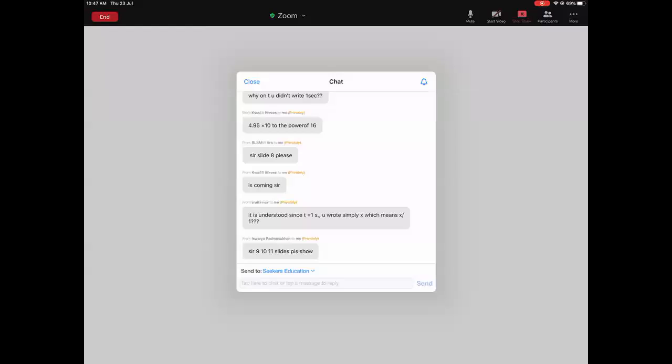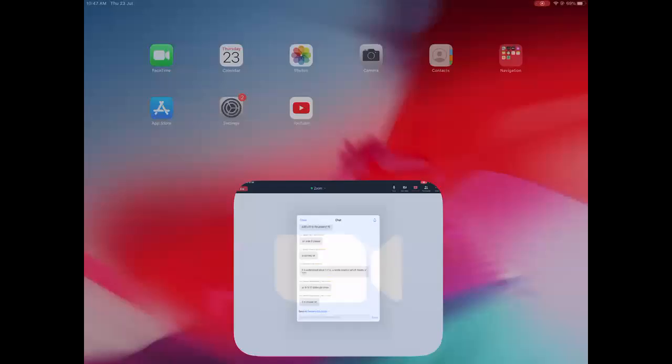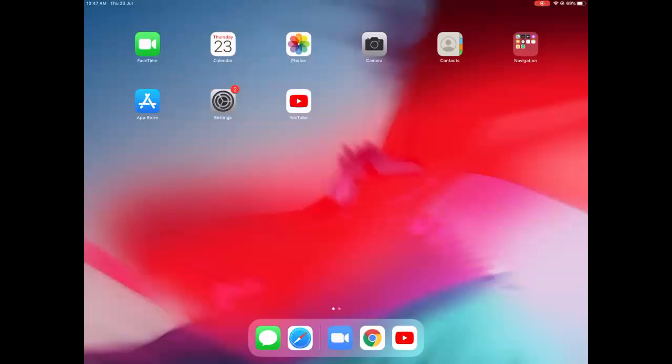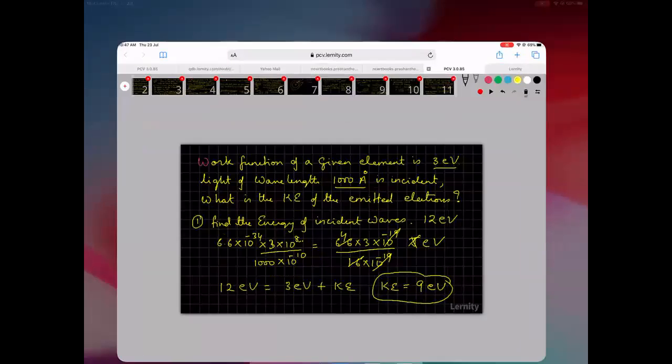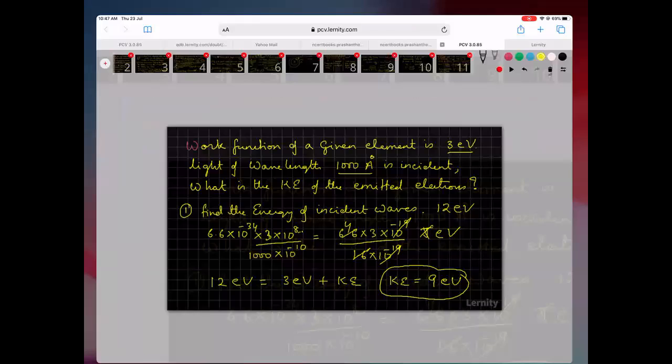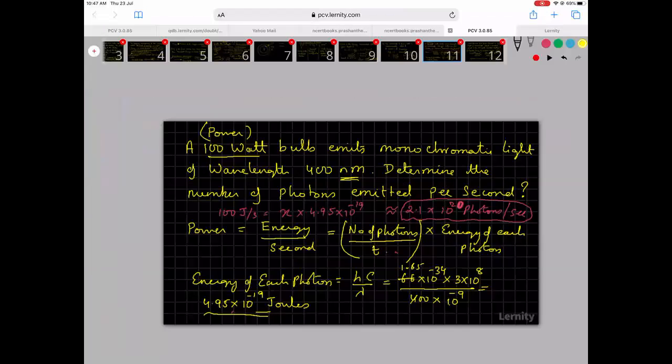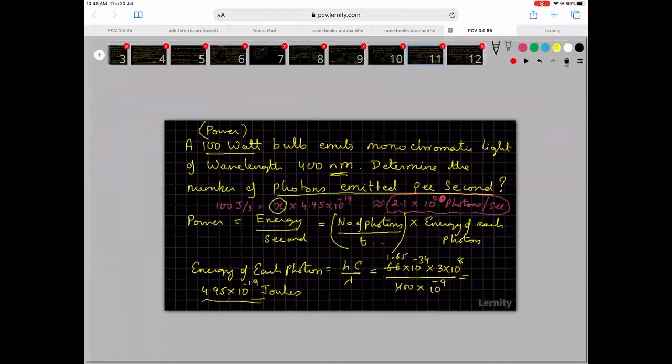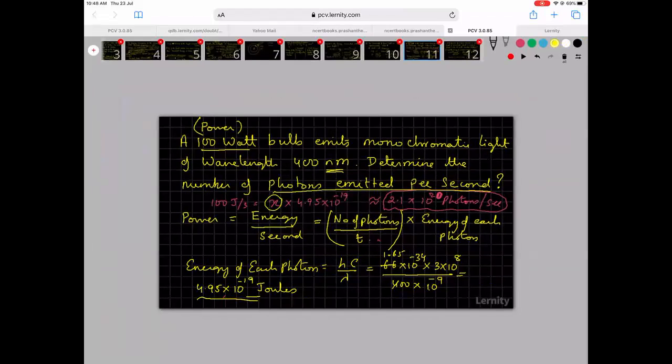Which means x by 1, so it is the number of photons incident per second. They want the number of photons emitted per second. So x is the number of photons emitted per second. I didn't write the units of these. Finally, I wrote x is equal to so many photons per second. On this side, I didn't write the units because there is no space. So here I wrote the answer finally.